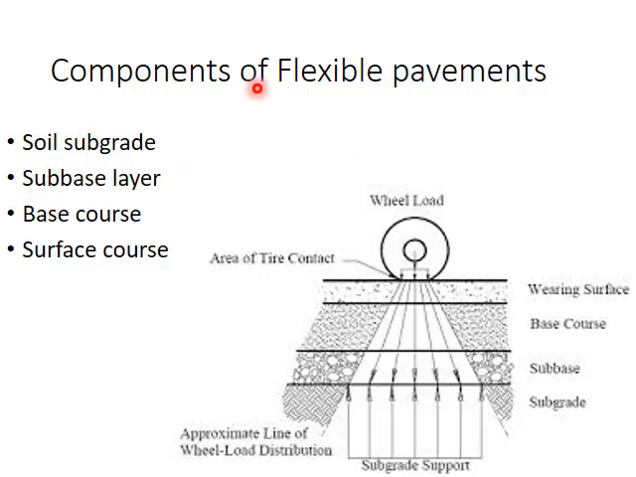First, let's see what the components of flexible pavements are. There is a soil subgrade, which is the lowest layer, as you can see from the figure. Then above that you have the subbase layer, above that the base course, and above that the surface course. The surface course can also be called the wearing surface, since it directly comes into contact with the wheel load, and there will be some wear and tear due to the wheel load.